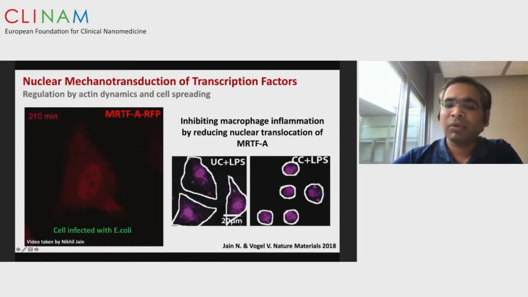And by confinement, we were able to show that in unconfined cells, you have higher levels of nuclear MRTFA as compared to confinement. So again, by keeping the chemical environment absolutely the same, just by changing the physical microenvironment of these cells, we were able to change the spatiotemporal organization and the spatiotemporal dynamics of this particular transcription factor, which is necessary for inflammatory activation of the cells.